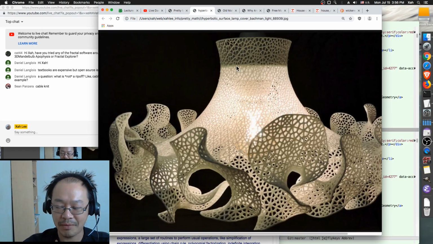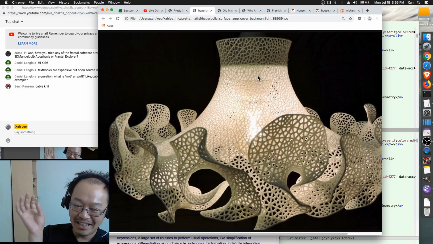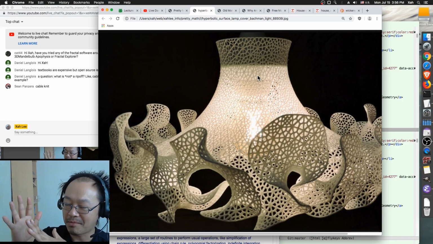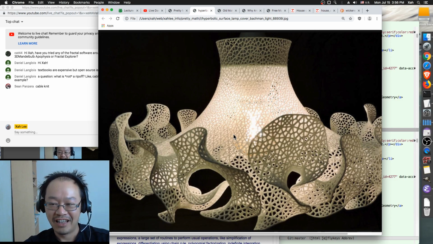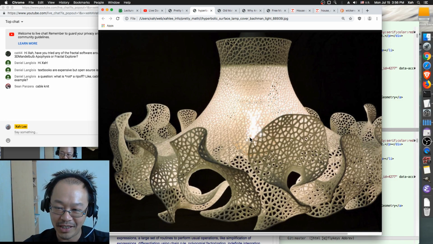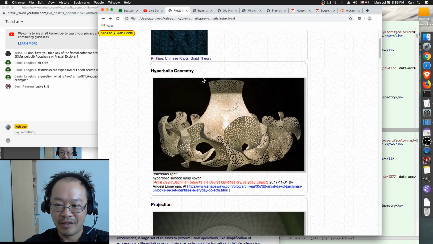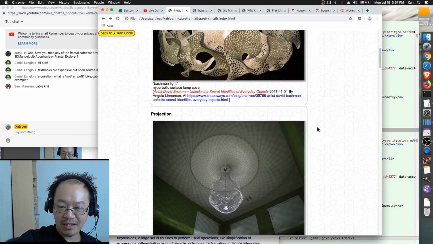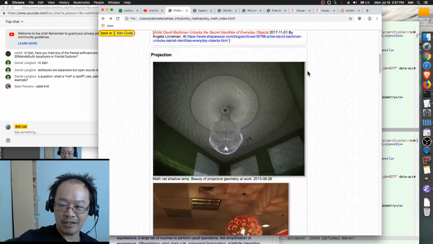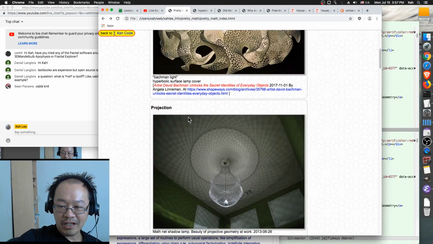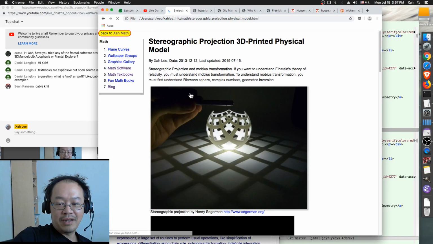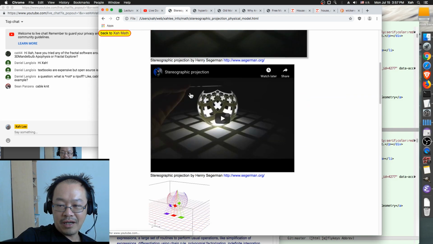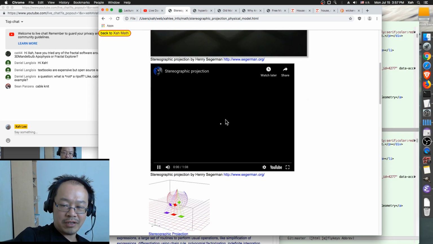But anyway, hyperbolic geometry. We call them models of hyperbolic geometry. This one is a hyperbolic surface, and it's very flamboyant. It's wavy, it grows, and it gets more wavy and more wavy as it grows. So it's a model of hyperbolic geometry. You study these kinds of things when you study hyperbolic geometry. Then these are projections. You study them under projective geometry. But then you have this stereographic projection. There's a video, it's very good, by this guy, Henry Segerman.